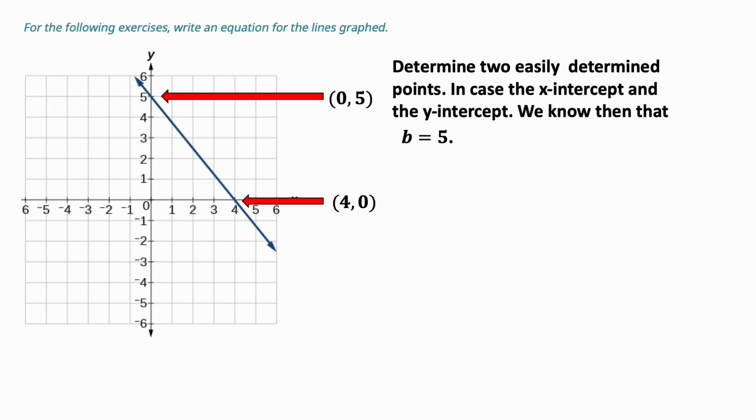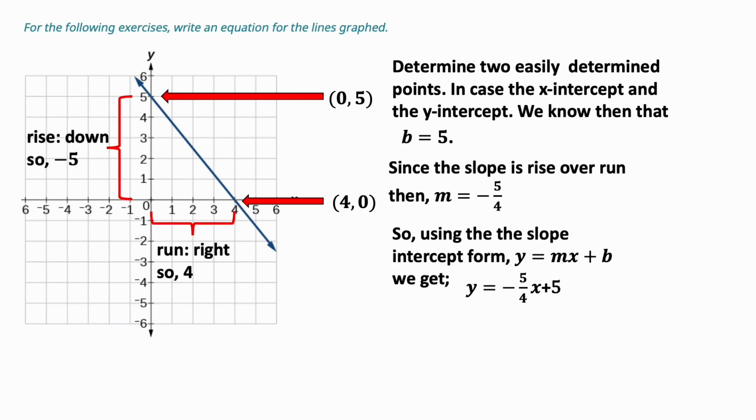Now all I need is the slope, m. Well, slope is rise over run. If I look at the rise here, it actually is going down, which makes it negative. So it goes down 5 units and to the right 4 units. That gives me a slope of -5/4, right? And then I just take my slope-intercept form, y equals mx plus b, and plug in the m, plug in the b, and voila, I got the answer.